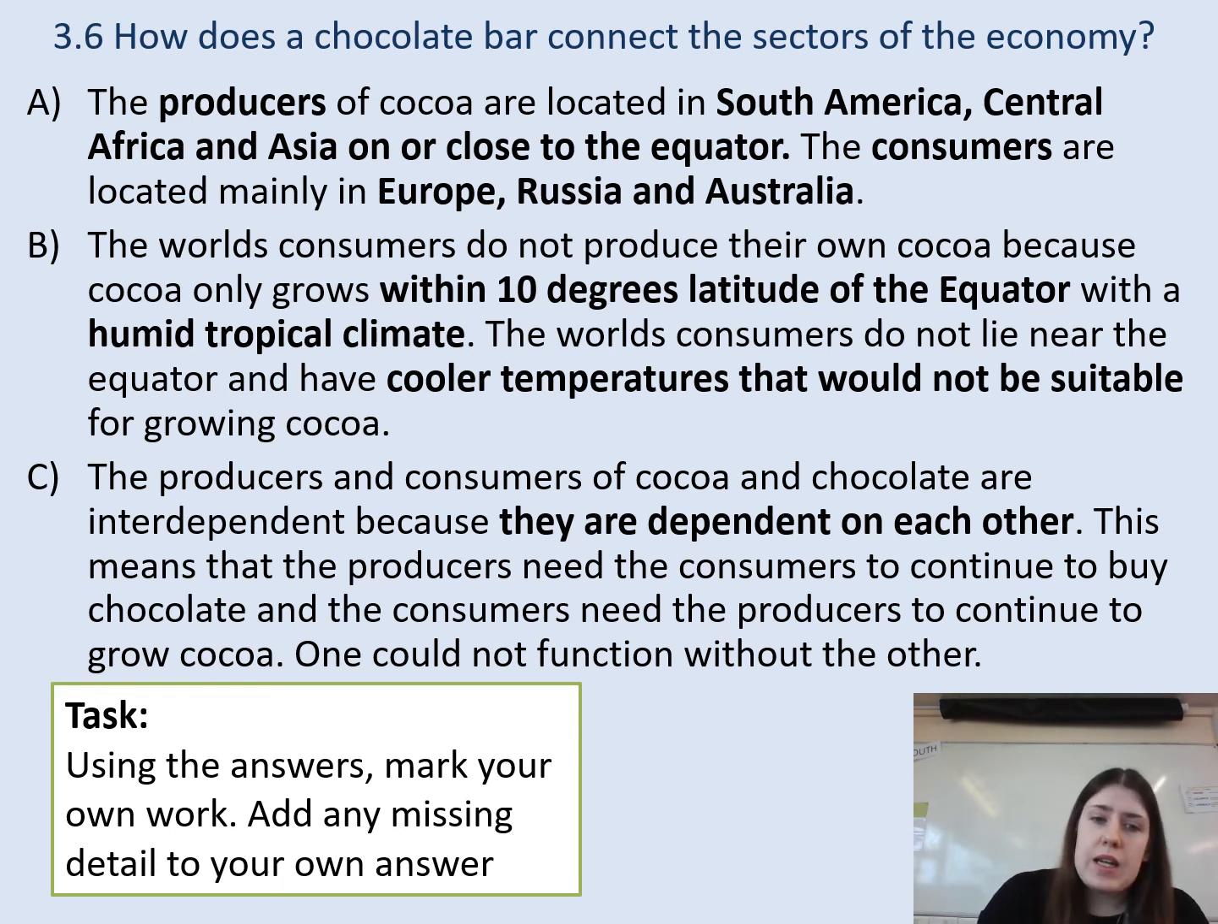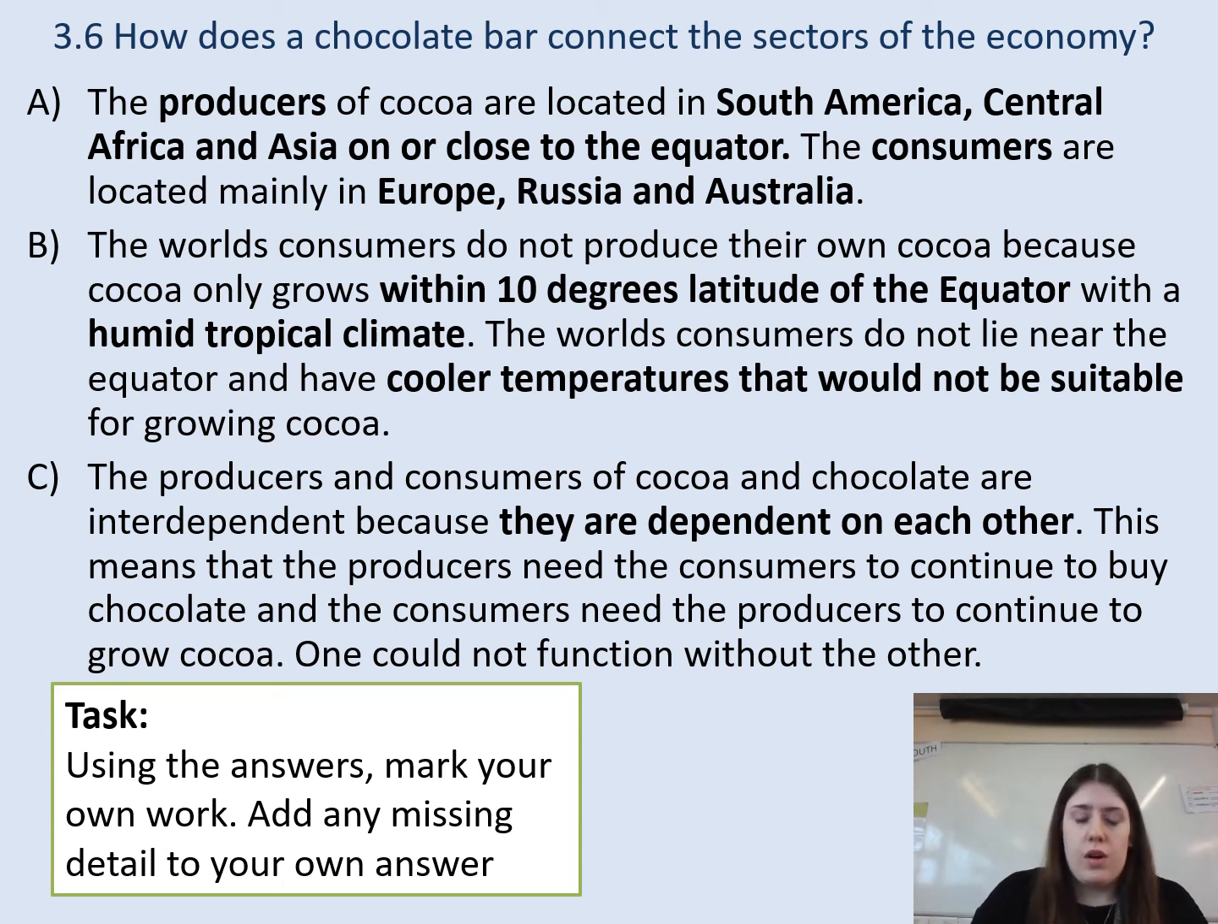For number C, it's talking about how producers and consumers of cocoa and chocolate are interdependent. Interdependent means that they depend on each other. So they need each other. This means that the producers need the consumers to continue to buy the chocolate, and the consumers need the producers to continue to grow the cocoa. So if one of them failed, then the other would fail as well.